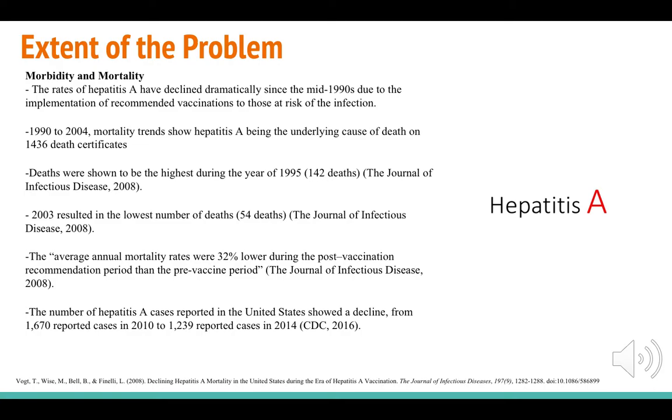From 1990 to 2004, mortality trends show hepatitis A being the underlying cause of death on 1,436 death certificates. The deaths were shown to be the highest during the year of 1995, with 142 deaths, according to the Journal of Infectious Disease. 2003 resulted in the lowest number of deaths, being 54 deaths. The average annual mortality rates were 32% lower during the post-vaccination recommendation period than the pre-vaccine period.